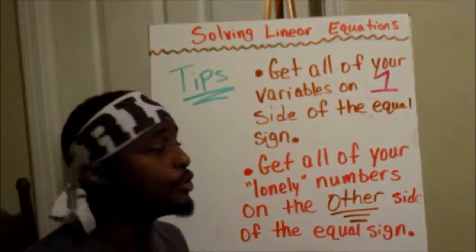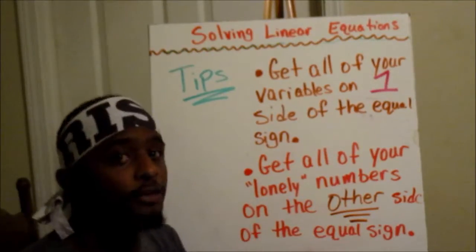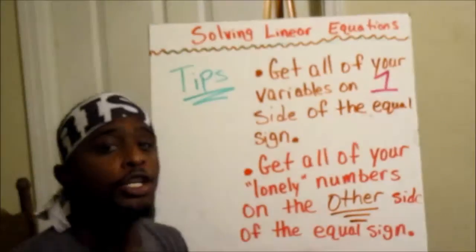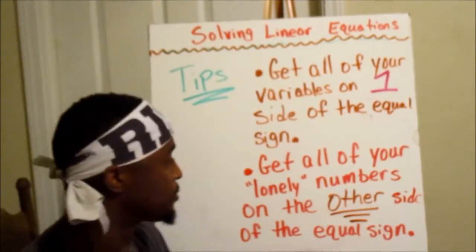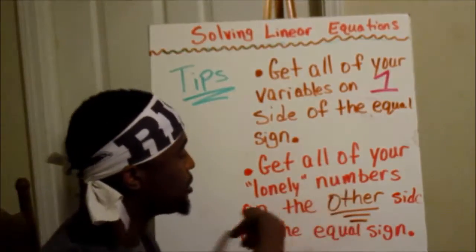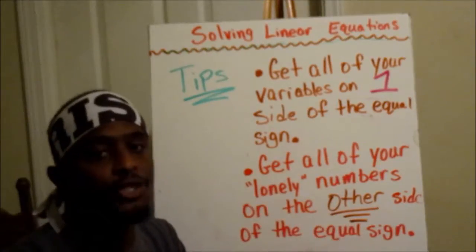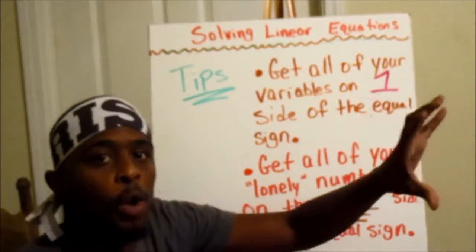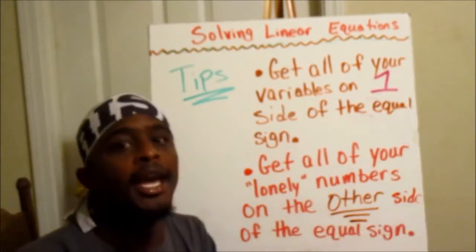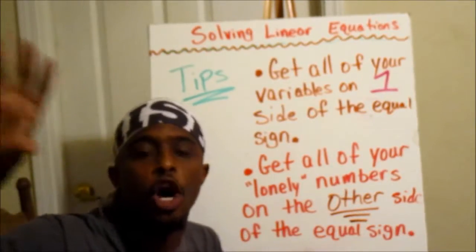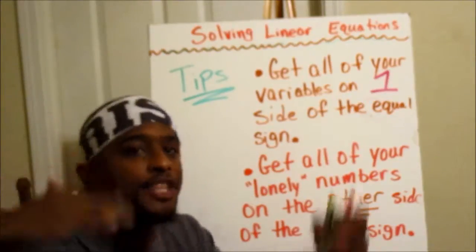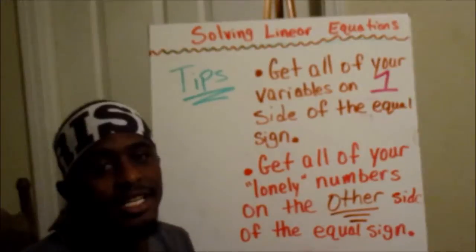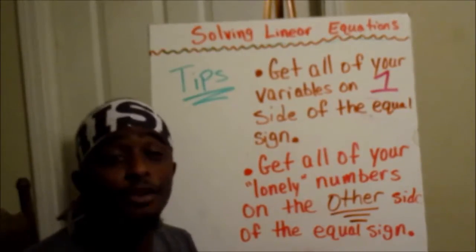Alright? Tip number two is after you get done moving your variables, you need to get all of your, I'm going to call them lonely numbers, you'll see what I'm talking about when we get into the examples, get all of your lonely numbers on the other side of the equal sign. So what you want to end up with is all of your variables on one side of the equal sign and all of your lonely numbers on the opposite side. And then you'll just continue doing inverse operation until you have isolated a single variable. And then you would have your solution.